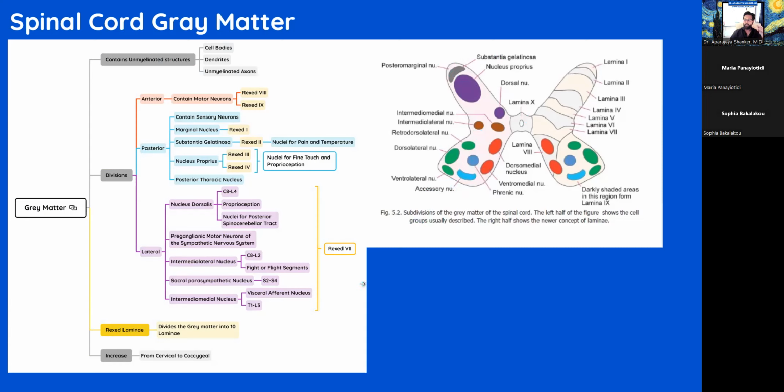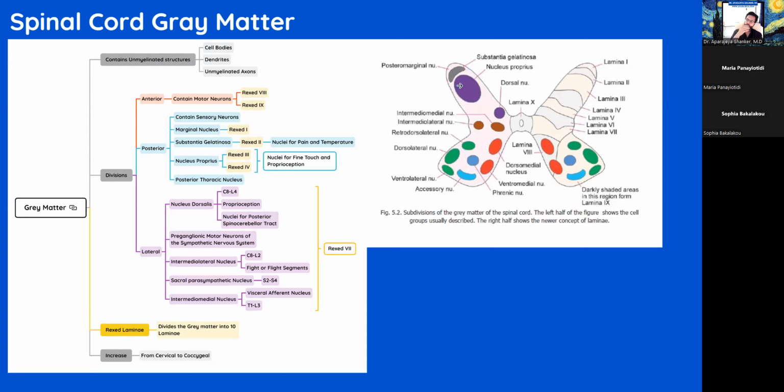So remember, the anterior rootlets, the anterior section, is mostly responsible for motor output, and the lateral and the posterior parts are mostly responsible for sensory input, right? So when you look at the gray matter in itself as well, this will become a lot easier.